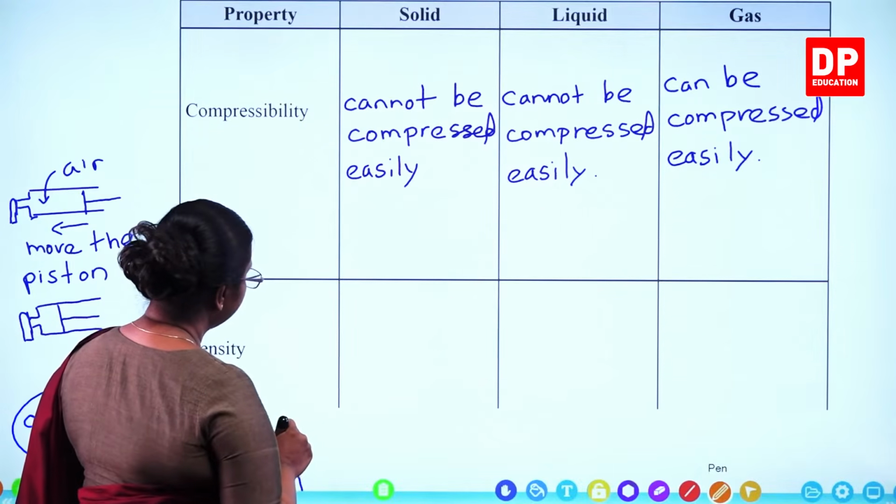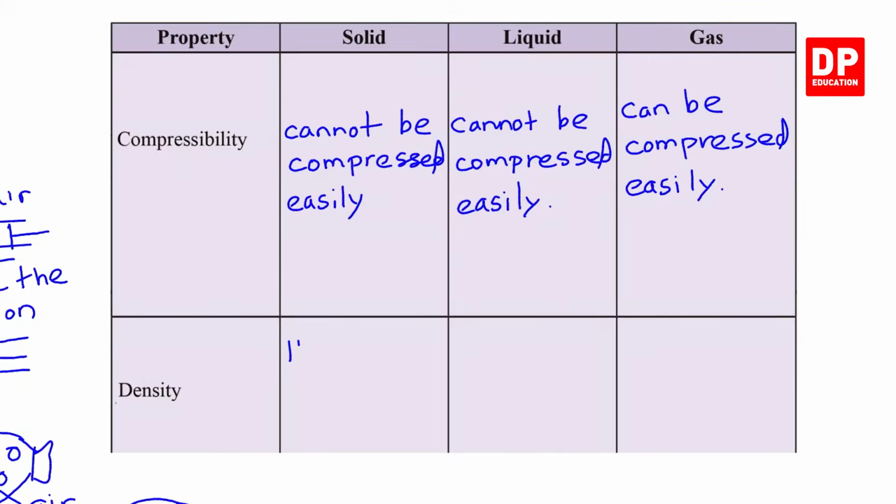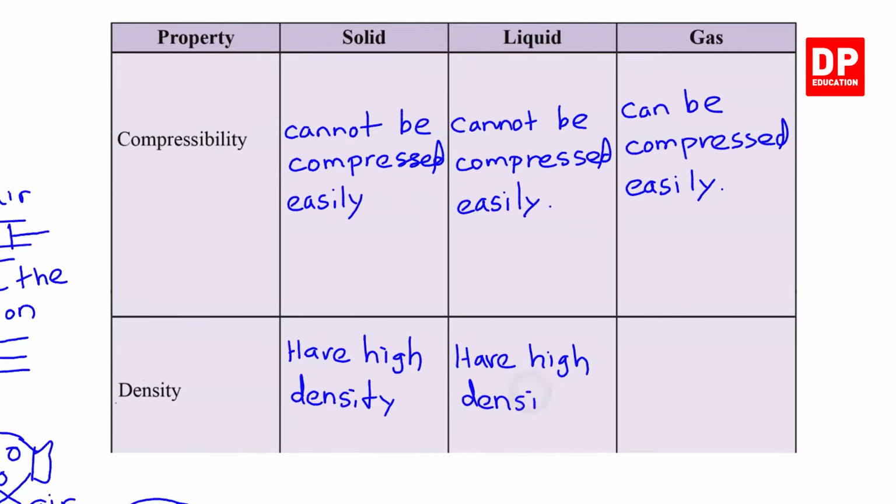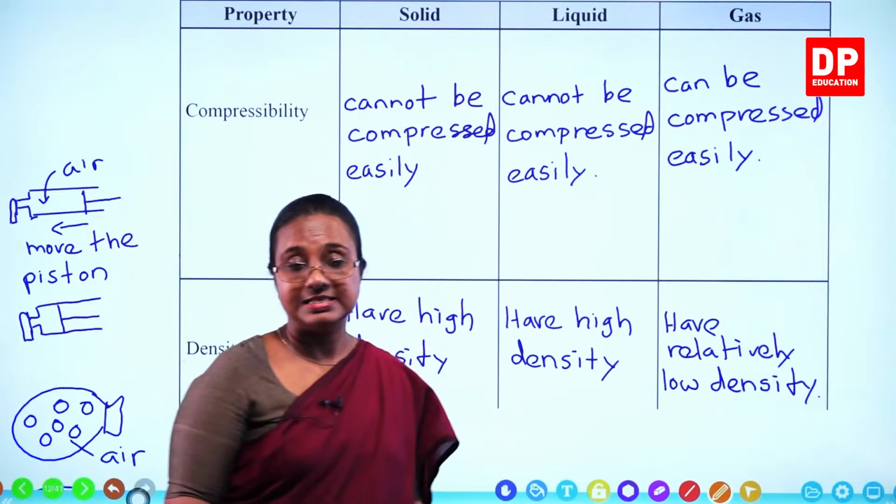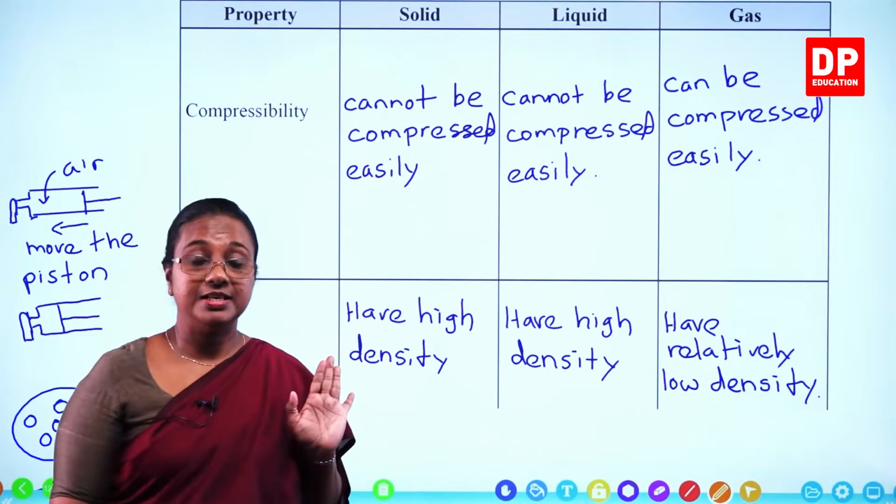So when we say density, solids have high density. Liquids also have high density, whereas gases have relatively low density, or we can say less density. So those are the properties.